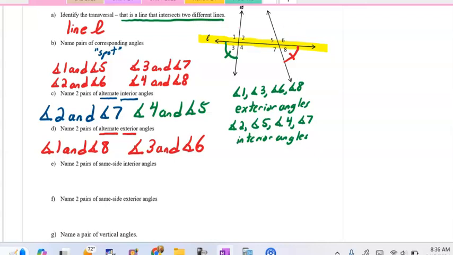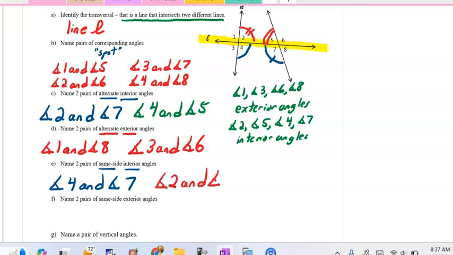Okay, moving down on our definitions. The word same side interior means 2 angles that are interior and they're on the same side of the transversal. So 4 and 7 would be a pair of same side interior. Another pair could be angle 2 and angle 5. Those are same side interior angles.